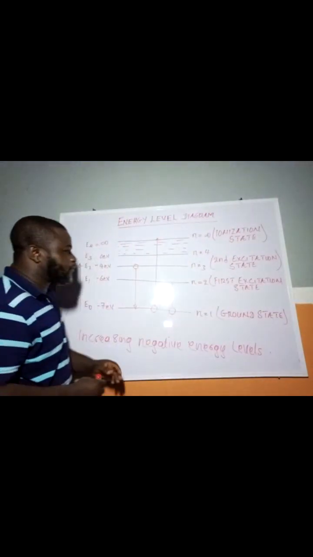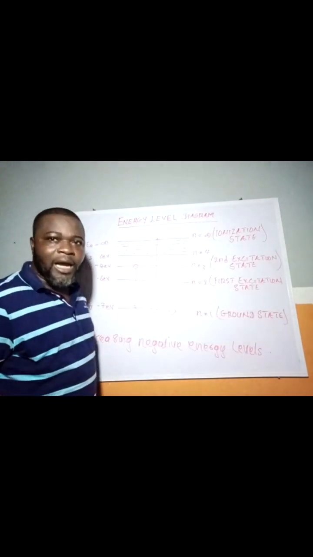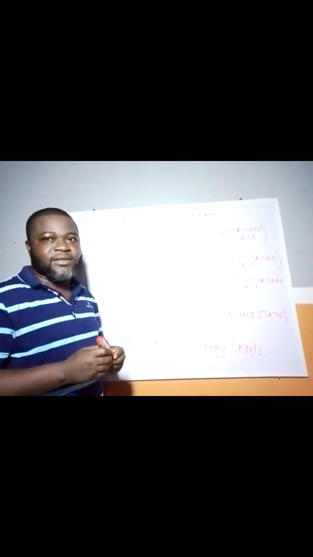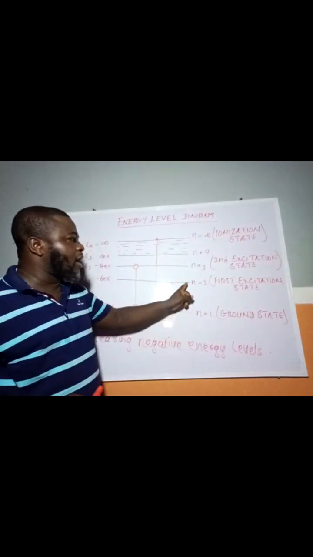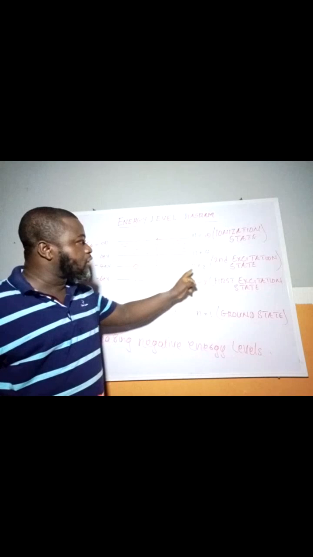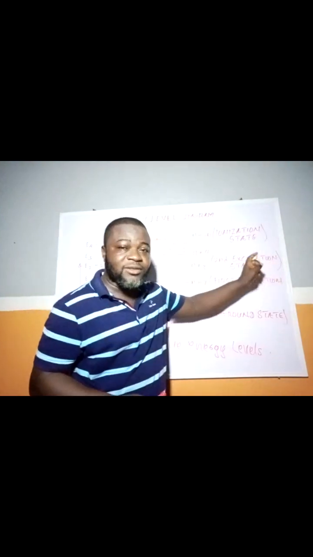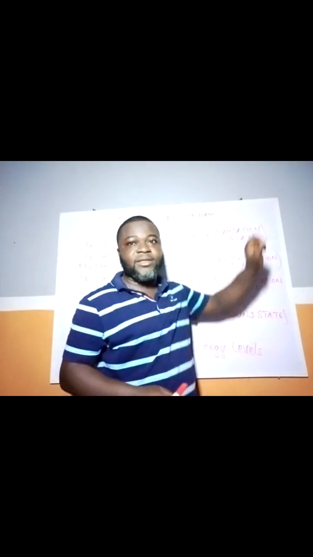Now look at this. This is what we call ground state. It is the most stable state. So now after this ground state we have N2. This N2 is what we call first excitation state. The third one is what we call second excitation state. Like that, until it reaches the ionization state. Do you get that?